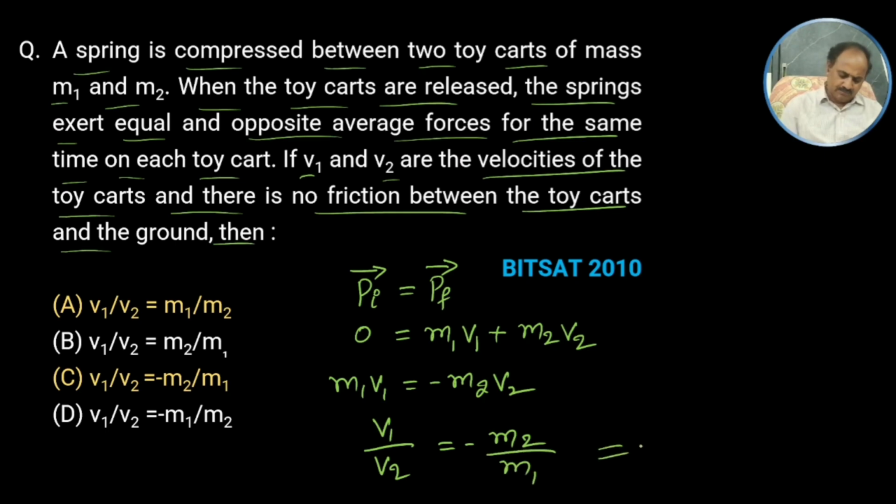Look at the options, right? v1 by v2 equal to minus m2 by m1. Option C is absolutely correct. Understood clearly? Similarly, let us take another important problem.